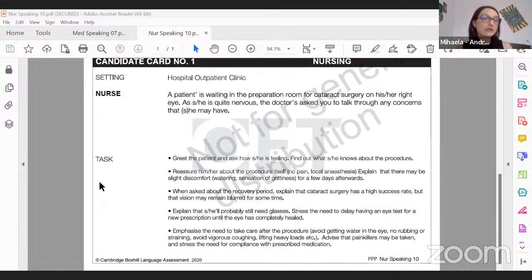Okay, and then medication as well. If she asks about medication, and she will. So, and then that would be the end of the conversation.